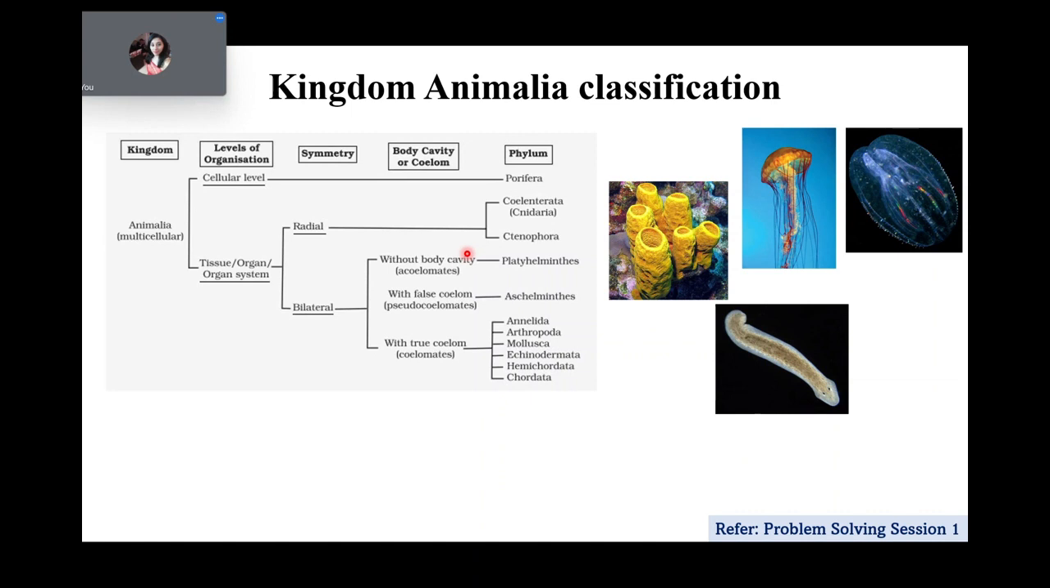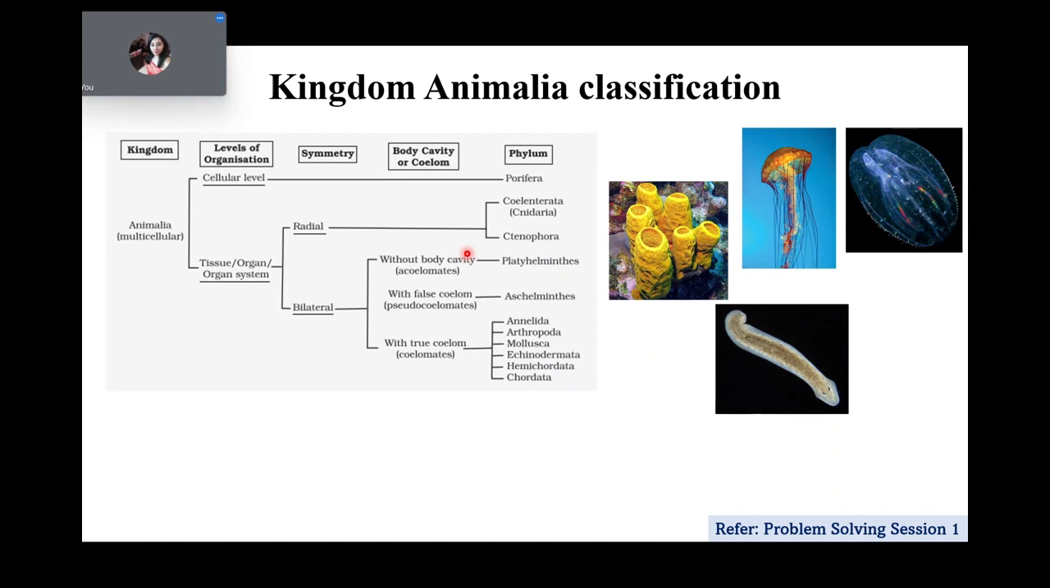And then you have true coelomates, based on which you have further phyla. For example, annelids, arthropods, mollusks like snails, Echinodermata like starfish, and Hemichordata and Chordata. We'll see the last two phyla in detail. Hemichordata is exemplified by Balanoglossus. And then you have the Chordata. Chordata means the presence of notochord. The hemichordates have some form of notochord, but not exactly a notochord.